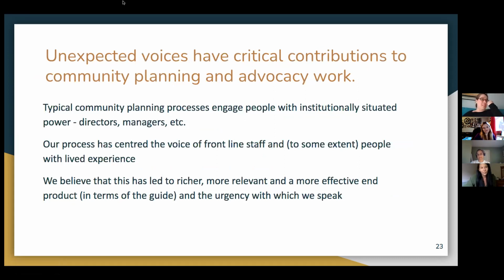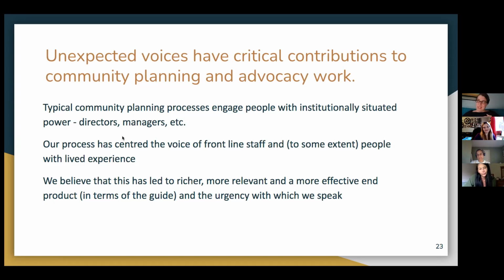So our last two lessons are really about the policy advocacy piece. Unexpected voices have critical contributions to community planning and advocacy work. So we know, and I've mentioned this, the typical community planning processes tend to engage people with institutionally situated power, but our process has centered the voice of frontline staff and then to some extent people with lived experience. And I really think, having worked in the housing and homelessness sector for 20 years, that this has led to a richer, more relevant, and more effective end product, particularly the guide. Maybe I'm an optimist, but I think the guide is actually going to be a useful tool for decision makers to engage in new housing developments.